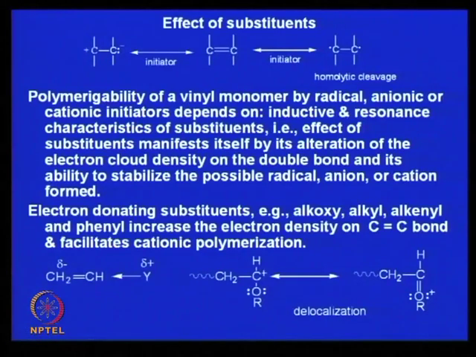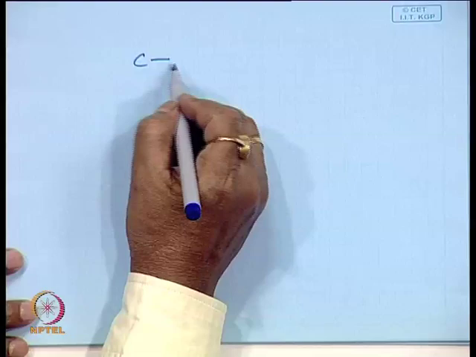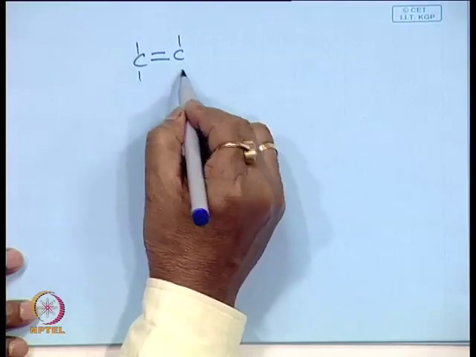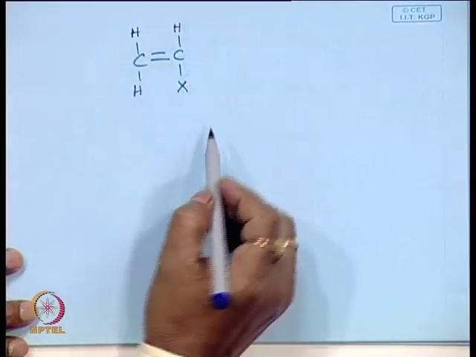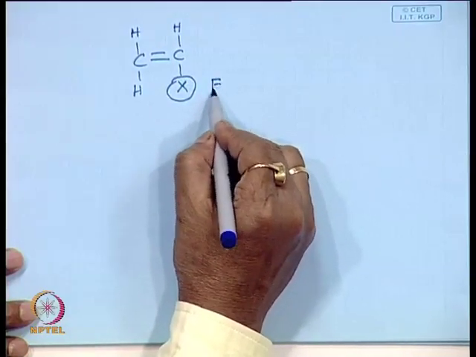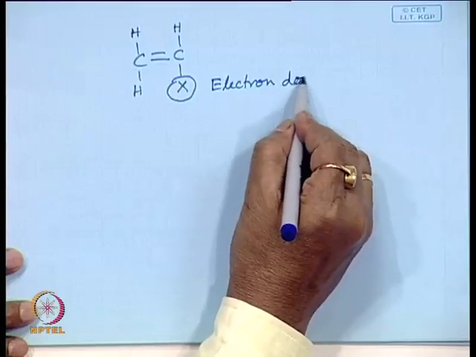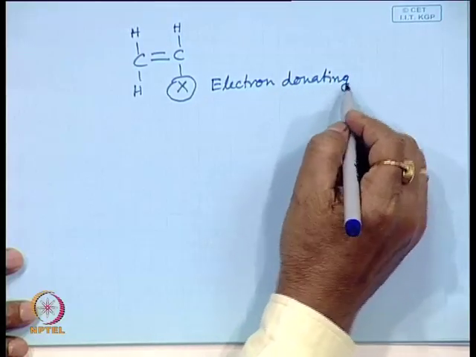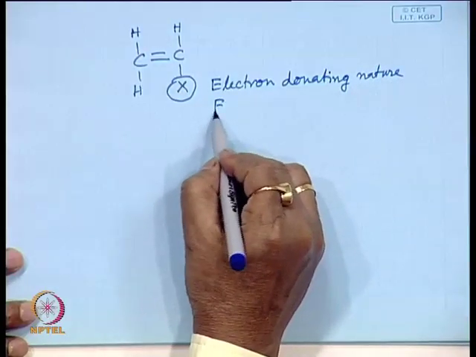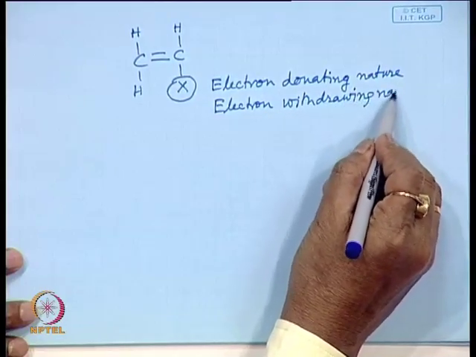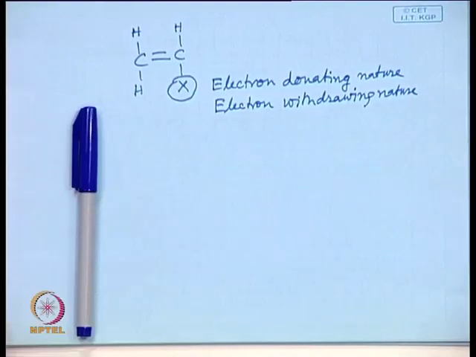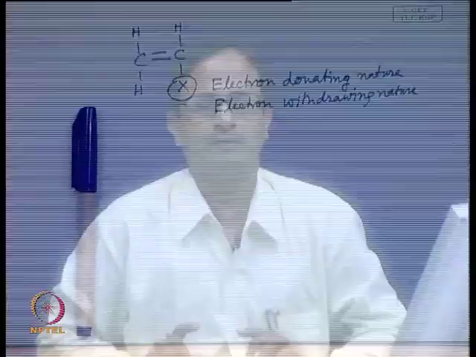I mean to say that this group may be of that kind, that makes the monomer its polymerizability.